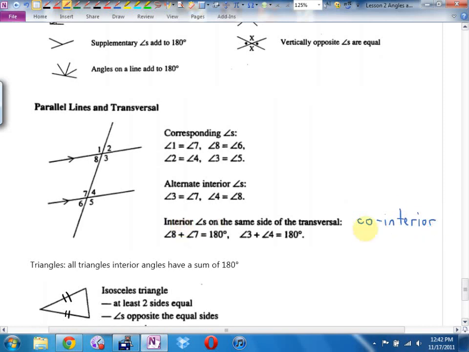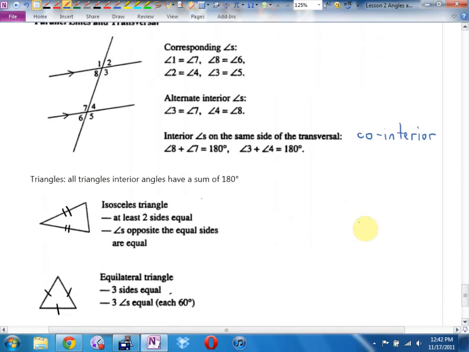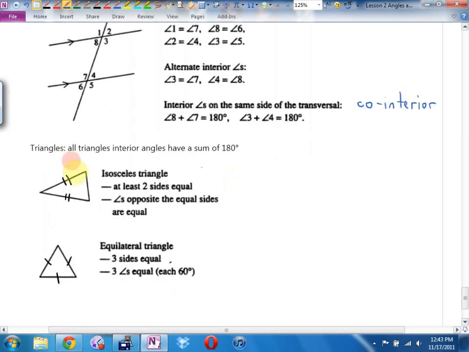Triangles. All triangles add to 180. Isosceles triangle, two sides are equal. And then here's the new one. Equilateral triangle, all three sides are equal, and all three angles are equal. If all three angles are equal and they add to 180, what does each angle have to be in an equilateral triangle? It's got to be 60 each. I wrote that there, but it's got to be 60 apiece. That's a handy reference sheet.